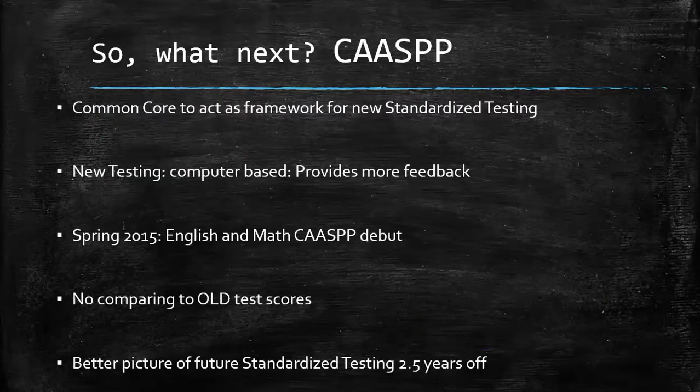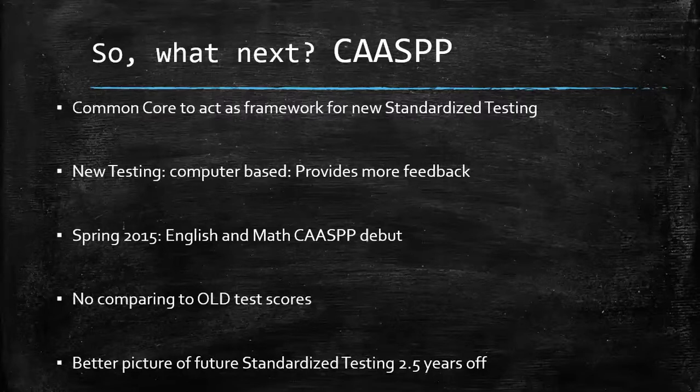So what's next? Like I mentioned, it'll be CAASPP, and basically the way the policymakers are working it out is Common Core is going to be the framework for this new standardized testing. One of the biggest aspects is going to be computer-based, and that's just meant to provide more feedback. It's more useful in terms of understanding a student's intelligence level. So it'll provide multi-step questions that will require students to write more and really show the thinking behind their answers.